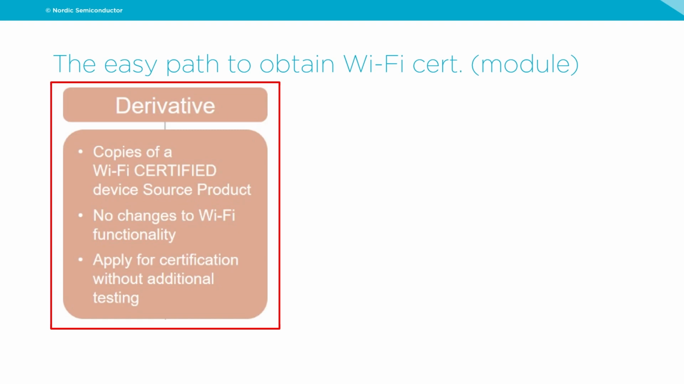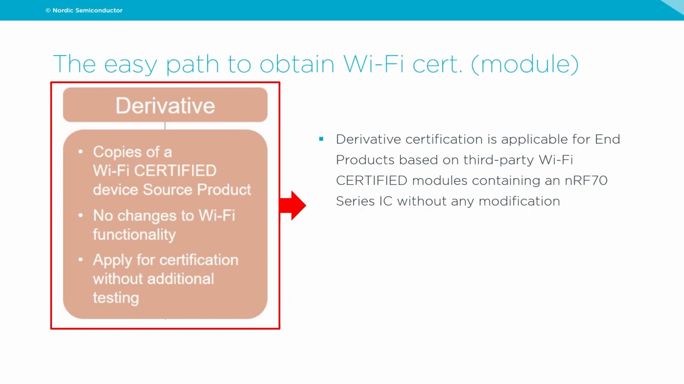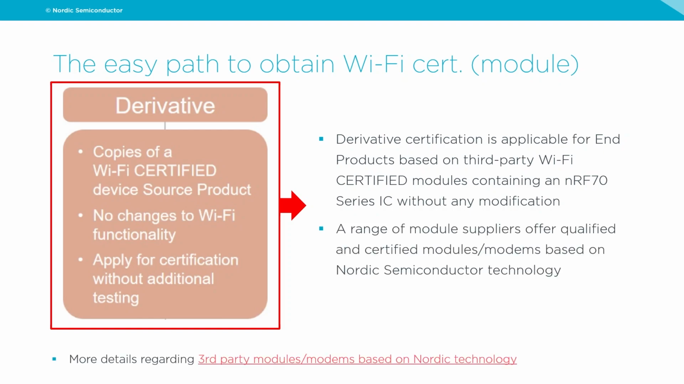Derivative certification is the easiest path to obtain Wi-Fi certification if you plan to use third-party Wi-Fi certified modules containing an nRF70 Series IC without any modification. A range of module suppliers offer qualified and certified modules based on Nordic Semiconductor technology, and the link at the bottom provides a comprehensive list of them.